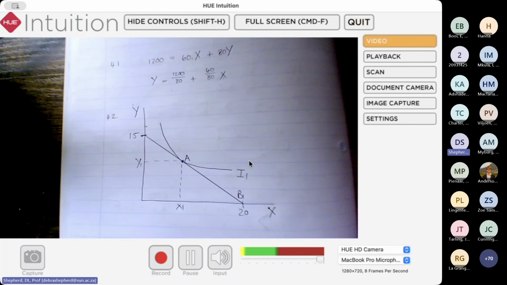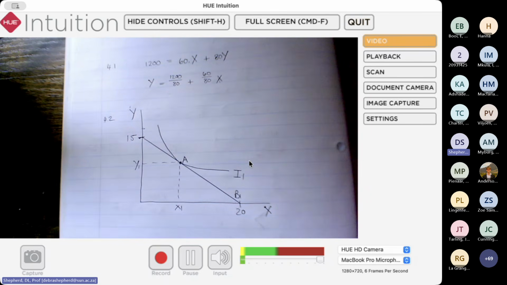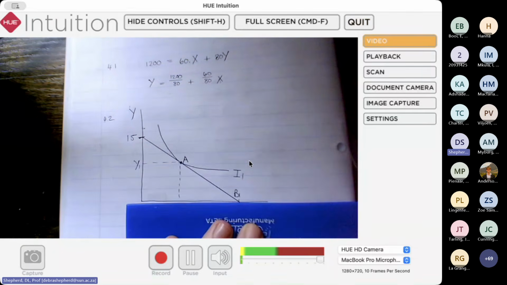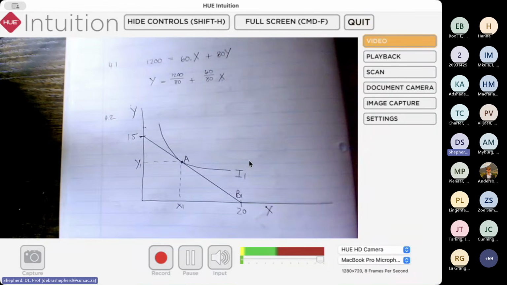Okay, then the next part of the question says the price of X falls to 40 Rand. Now in the test, I told you not to redraw this because it would just be unnecessary. So you can just do the rest of the question on the same figure. If the only thing that happens is that the price of X falls to 40 Rand, now you need to add the new budget constraint on your graph and label it B2.